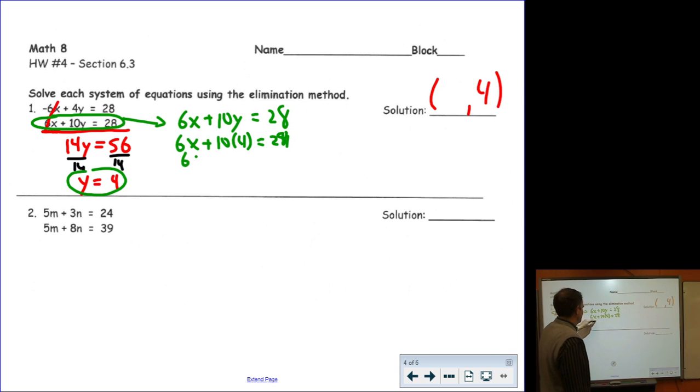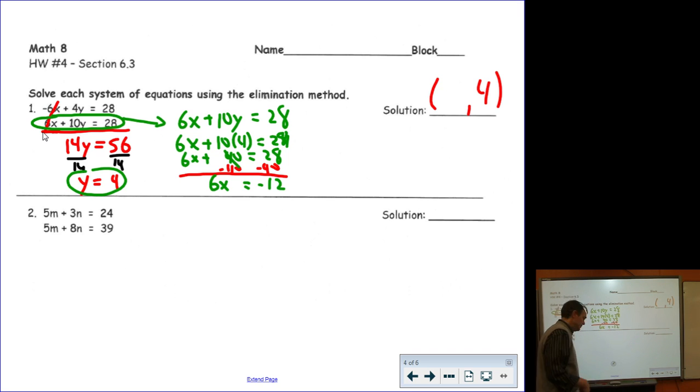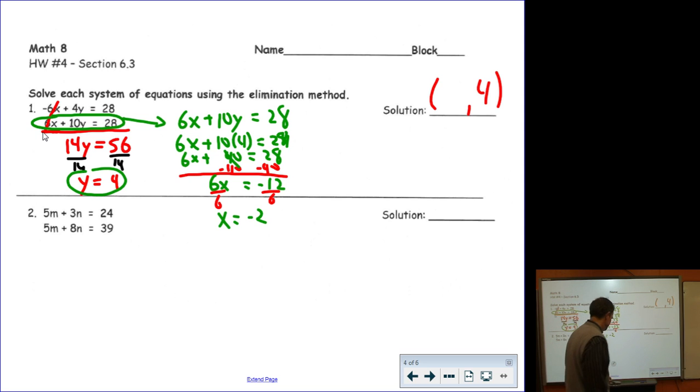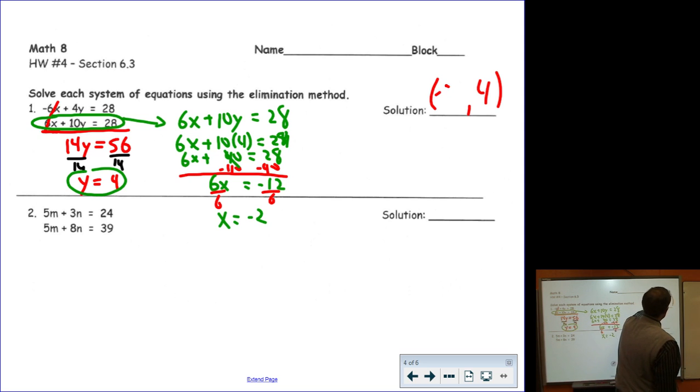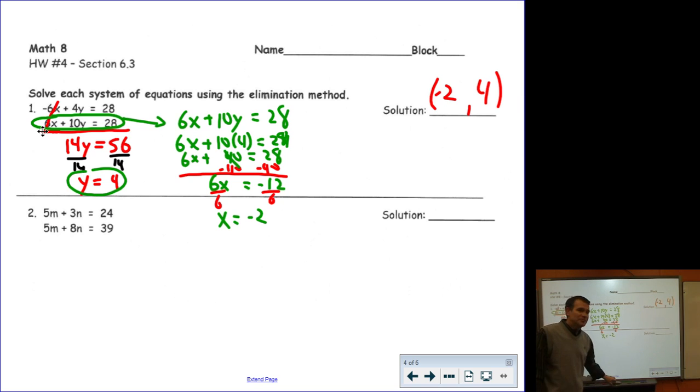And so that would be 6x plus 40 equals 28. And if I subtract 40 from both sides, I end up with 6x equals negative 12. And then if I divide by 6, I end up with x equals negative 2. And I've got my answer. Problem 2.